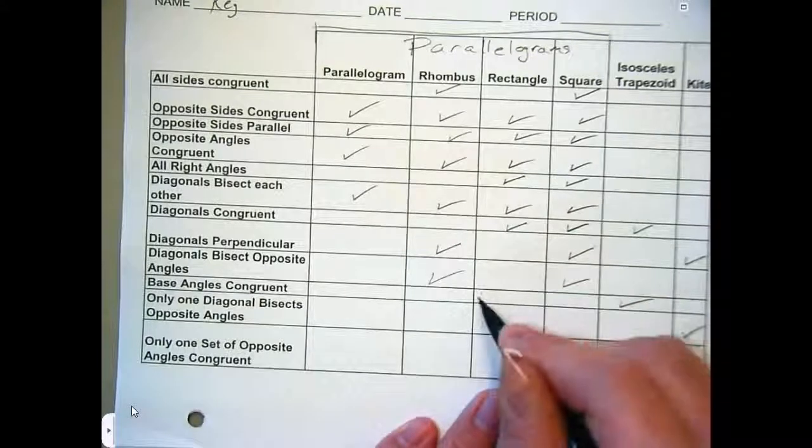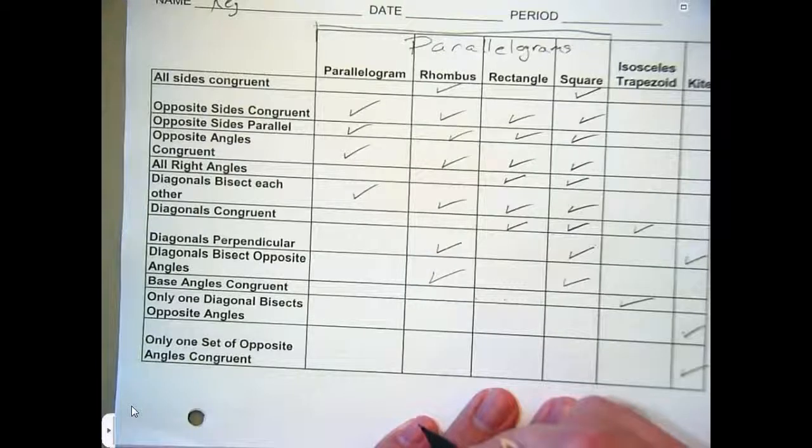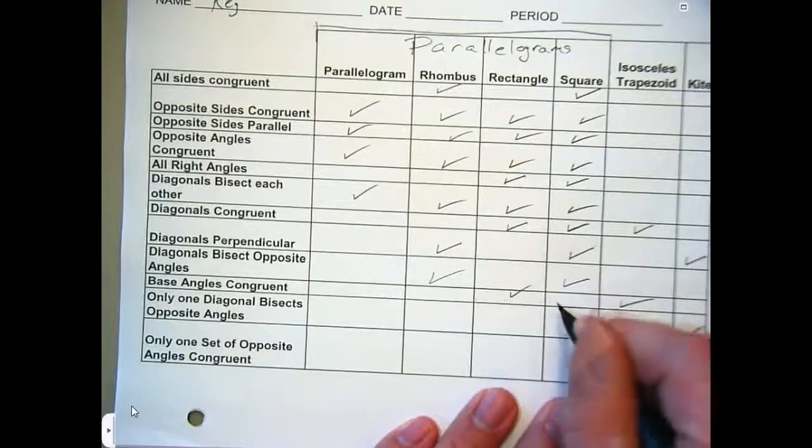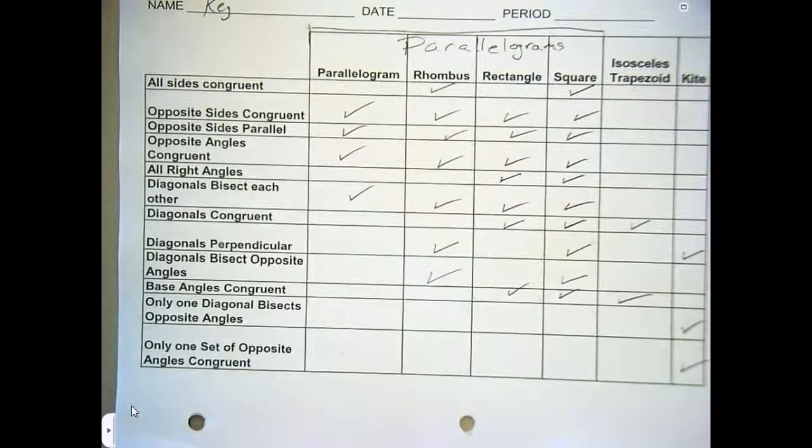I mean, here's a rectangle, right? This box. Is that angle congruent to that angle? Yeah, man. Good. Anything else we've missed? Base angles are congruent for rectangle and square. Good job.